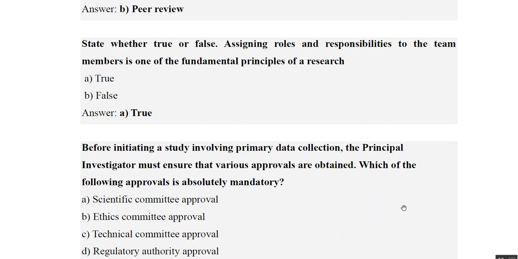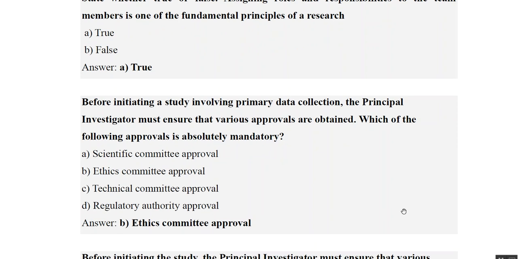The third MCQ is, before initiating a study involving primary data collection, the principal investigator must ensure that various approvals are obtained. Which of the following approvals is absolutely mandatory? Scientific committee approval, ethics committee approval, technical committee approval, and regulatory authority approval. Now actually all three approvals are mandatory: scientific, ethical, as well as regulatory approval. But out of three, the absolute mandatory one is ethics committee approval.